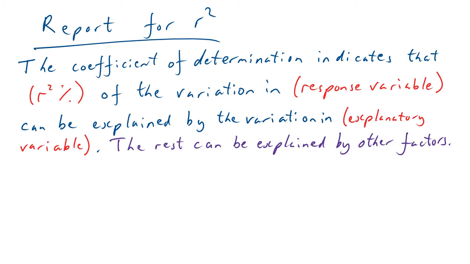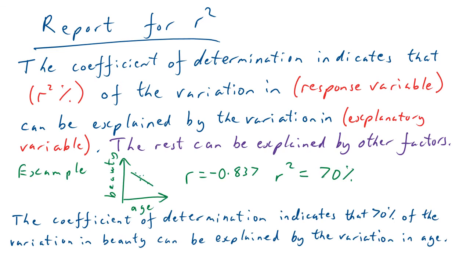Now, similar to when you did R, you have to write a report for R squared, and it basically follows this format: the coefficient of determination indicates that R squared percentage (remember that percentage is always positive if you square a number) of the variation in the response variable. Now, it's very important that you get these in the right order. On the R one, it doesn't matter the order, but here it has to be the response variable there. Can be explained by the variation in the explanatory variable. I put the last part in purple here because sometimes people like to add that the rest can be explained by other factors. Well, what else is it going to be? So some people like to add that sentence. You don't really need to.